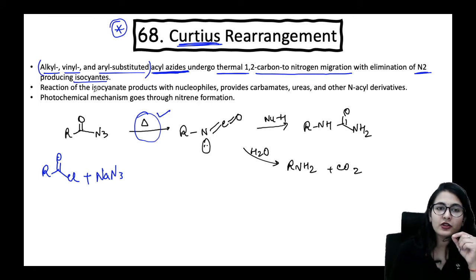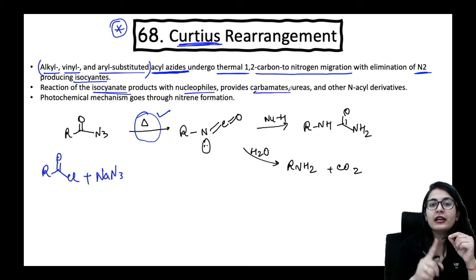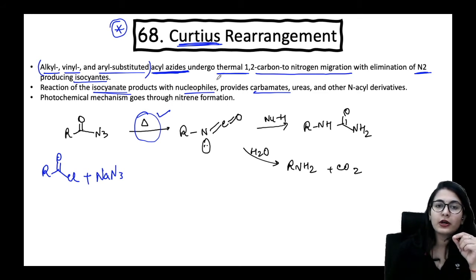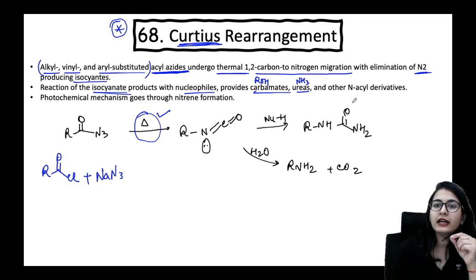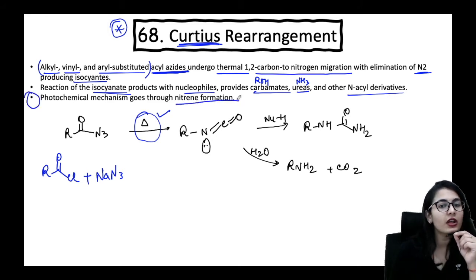Okay, so reaction of isocyanate product with nucleophiles provides carbamates. You have just seen that the nucleophile could be water, it gives you amine. Okay, it could be methoxy or, let's say, alcohol to give you carbamate. It could also be NH3 to give you urea, and other N-acyl derivatives we will see. Alright. Also, photochemical mechanism goes through nitrene formation, not the thermal reaction. Thermal reaction will directly form the isocyanate intermediate. Photochemical mechanism will have the nitrene. Okay. Yes. So let's see what's going on.